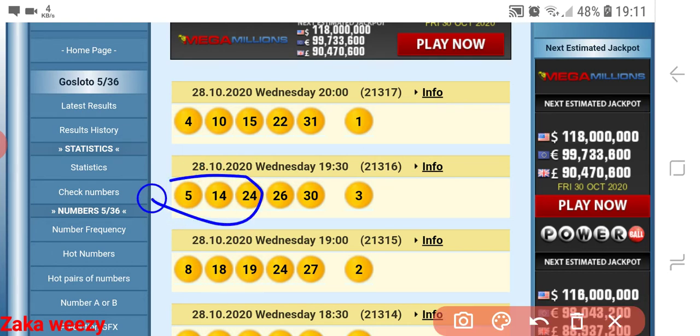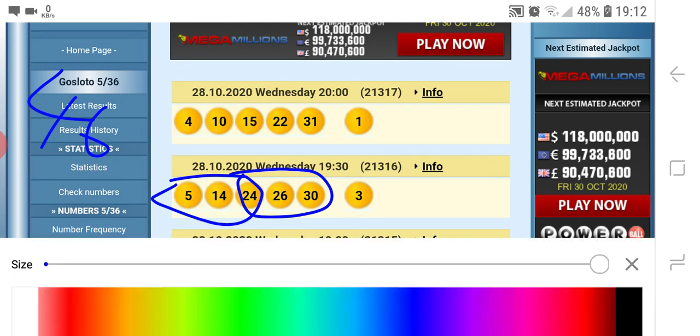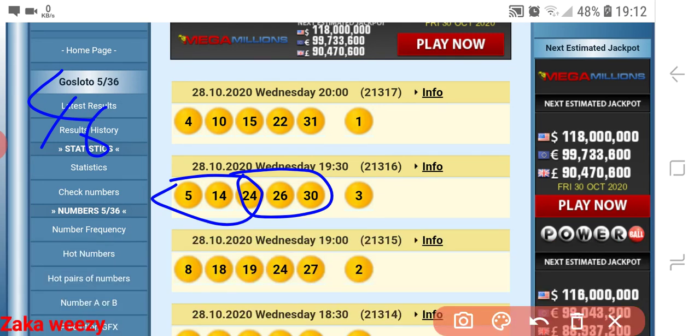As I said to you, we use these numbers and we add the bonus. We say 5 plus 14 plus 24 is 43 plus 3 is 46. The code is 46. The code is 46.